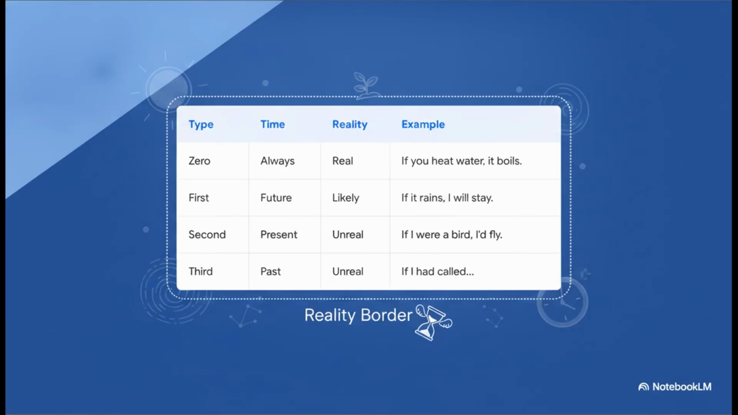I know that is a ton of information to process, so let's look at this summary of the reality spectrum. We start at 0, which is 100% real and always happens, then move down to first, a likely future, then we cross that border into second, an unlikely present dream, and finally arrive at third, an impossible past. Keep this structure locked in your mind as we venture into some advanced territory.